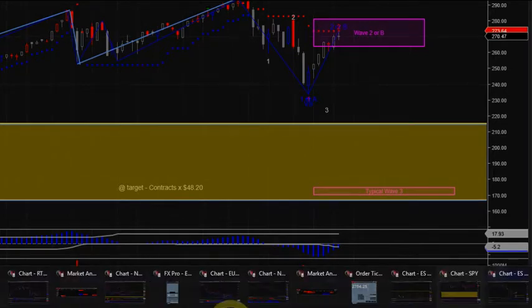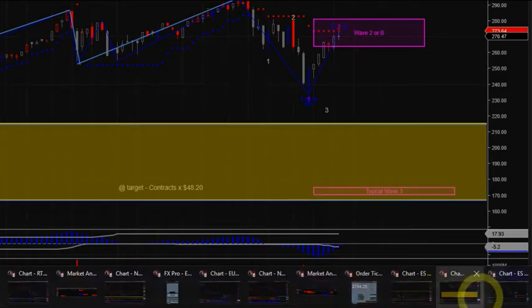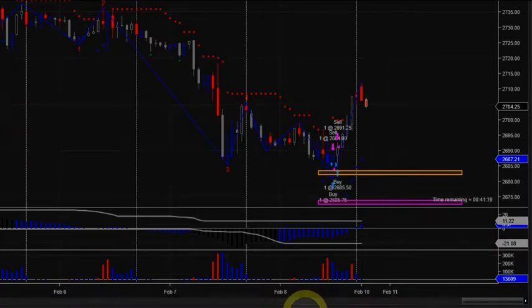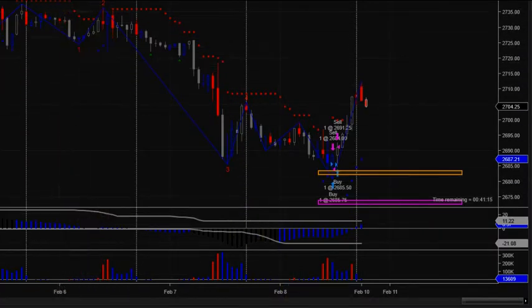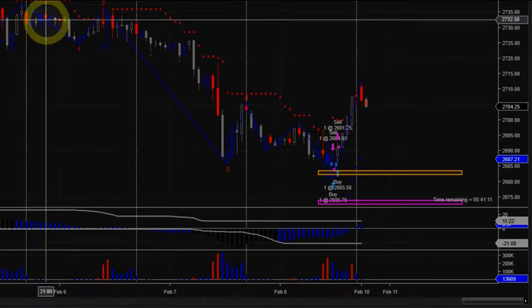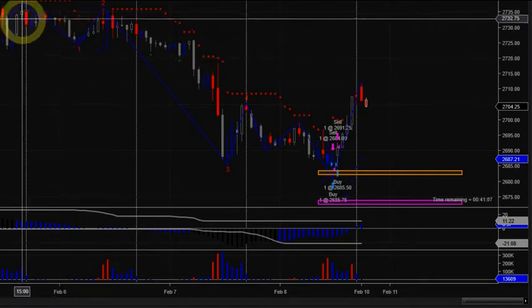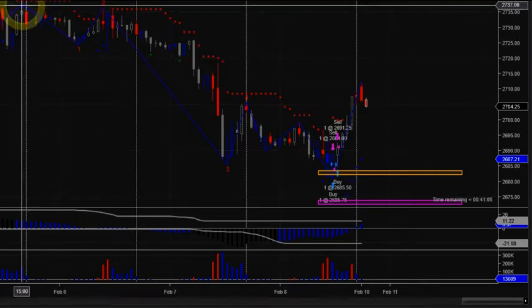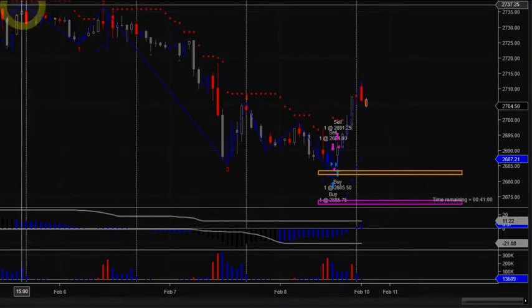What I want to do is look at this ES here, this shorter term 60-minute chart, because I thought this was interesting. So last week, this is a 60-minute chart, which means each bar that you see here is 60 minutes. Last week on the 5th, we topped out toward the end of the day, right at the close.